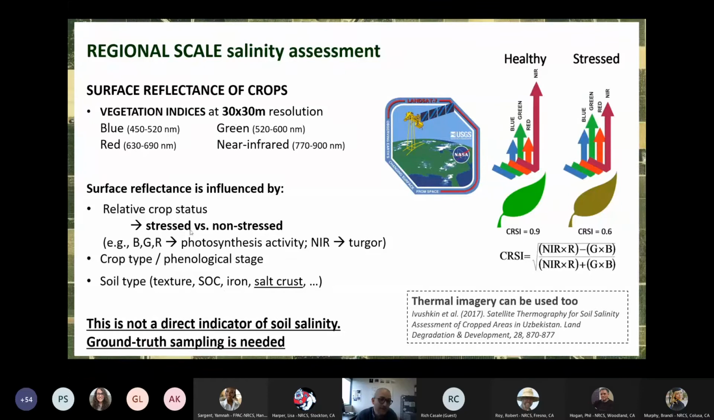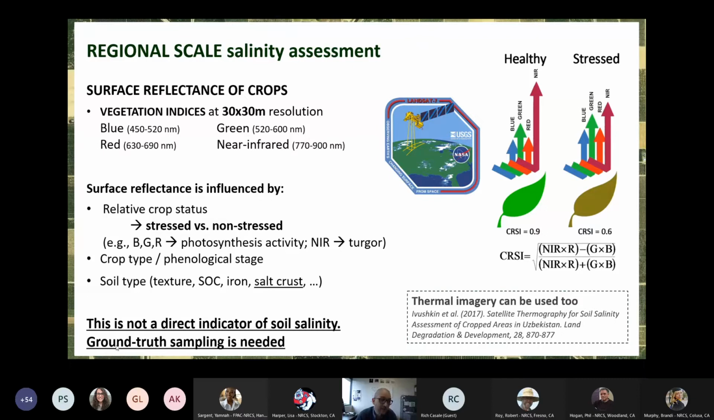So as a sum up, when you're using satellite, a single imagery is not sufficient because you can't really rule out the presence of other stress. You're just measuring relative crop fitness. So we don't have a direct indicator of soil salinity, but some type of a relative indicator. And we need to reduce the noise from presence of other stressors or other influencing factors.